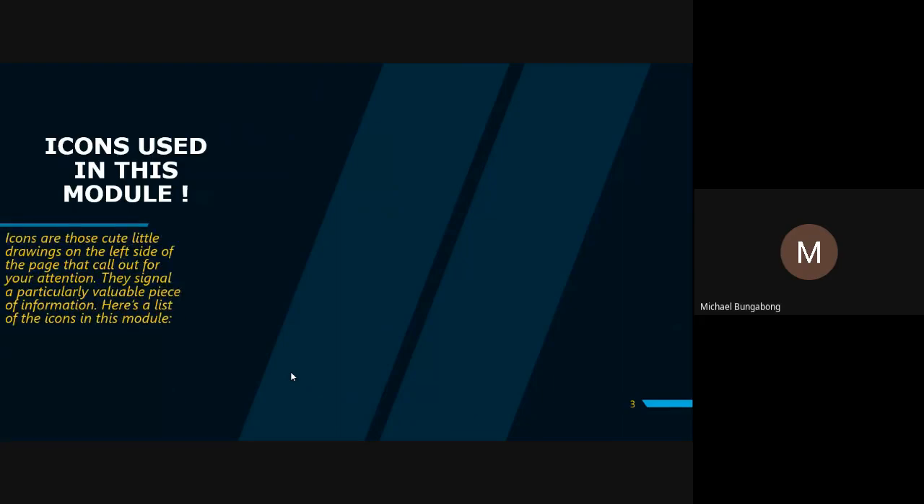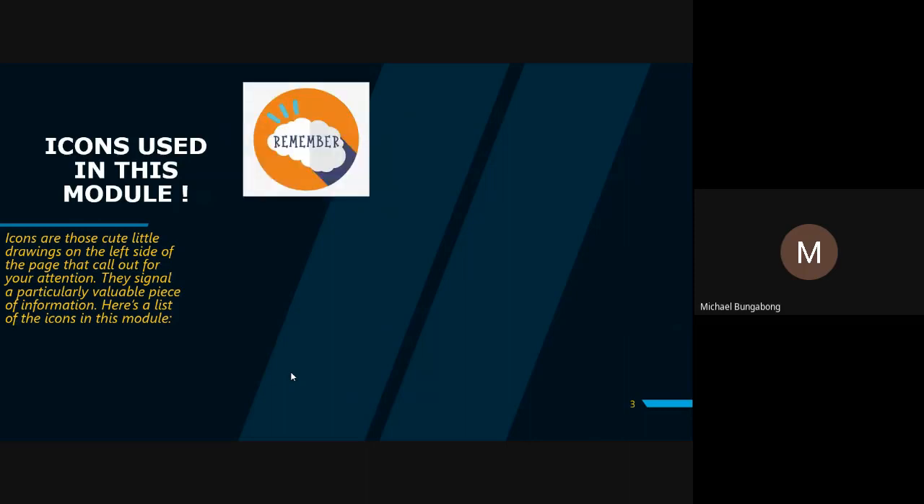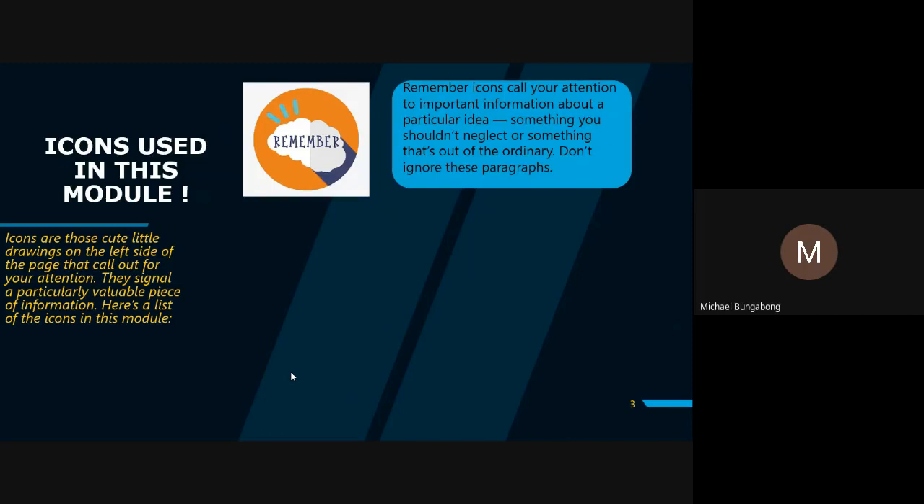Icons are those cute little drawings on the left side of the page that call for your attention. I don't know if you find them cute, but for me they are. They actually signal a particularly valuable piece of information. First, this icon calls your attention to important information about a particular idea, something you shouldn't neglect or something that's out of the ordinary. Don't ignore this paragraph. So if you see that icon, that means important, okay? You need to remember. And the second icon is tips.